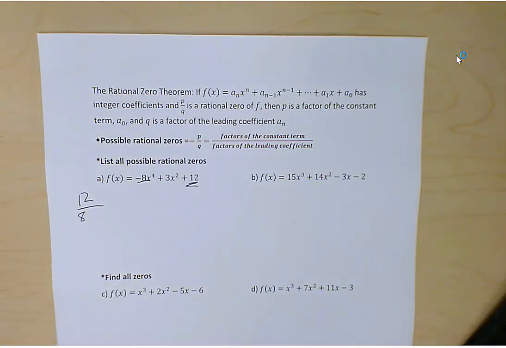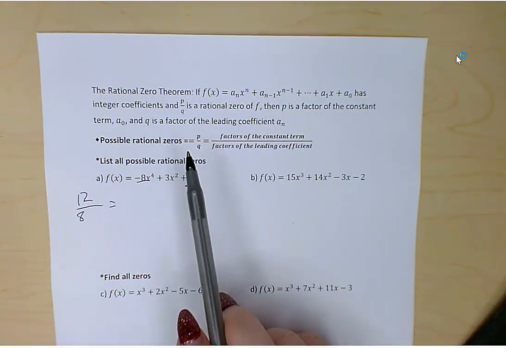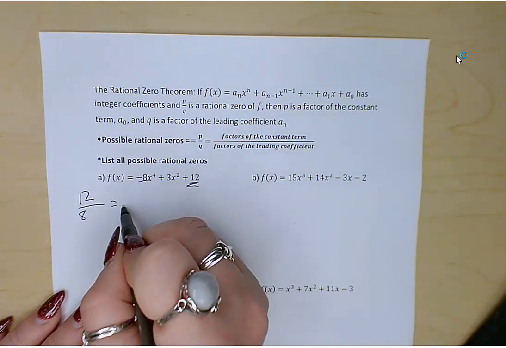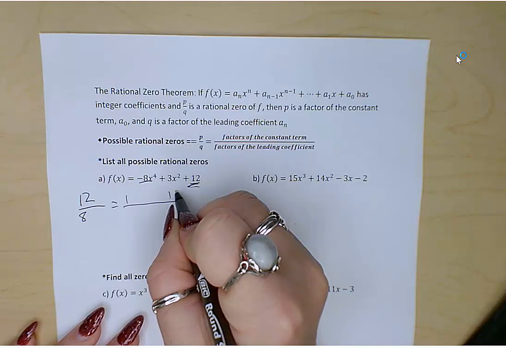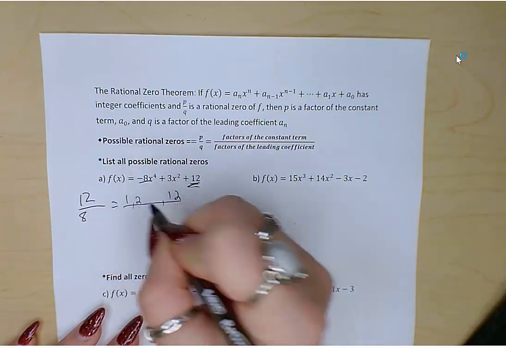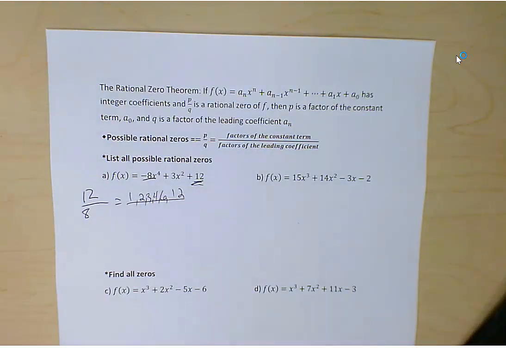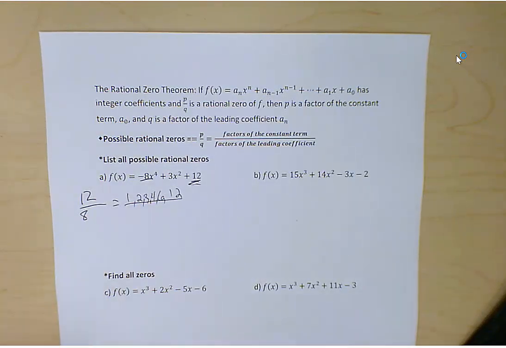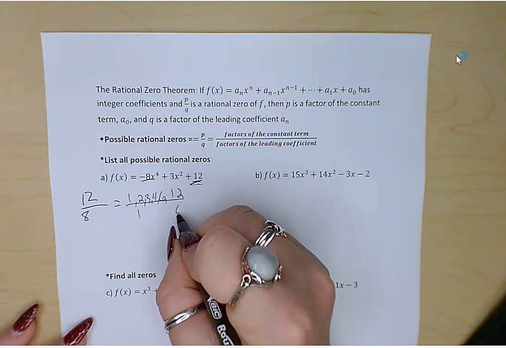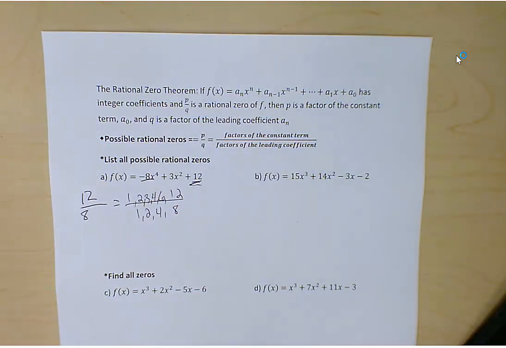For this particular process, we do not care about the signs of these particular numbers. But what we do need to do is find the factors of these. So all factors of 12. What is everything that multiplies to get a 12? Well, 1 times 12 is 12. 2 times 6 is 12. And 3 times 4 will give us a 12. Those are all possible factors of 12. Do the same thing for 8. 1 times 8. 2 times 4. Those are all the possibilities of getting 8.